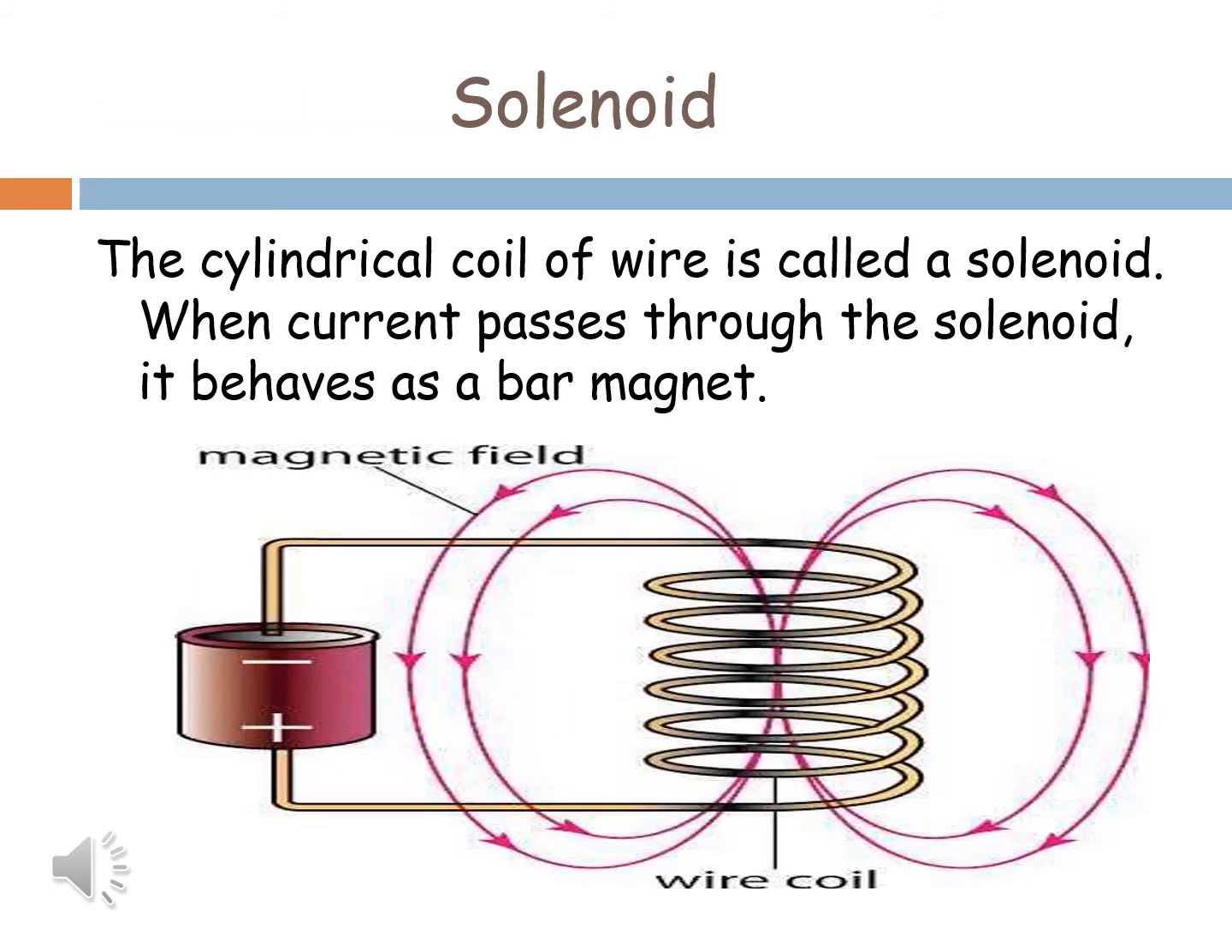Next is solenoid. Now, what is a solenoid? A solenoid is a cylindrical coil of wire, and when current passes through this solenoid, it behaves like a bar magnet. Means a magnetic field develops around the coil and it behaves as a magnet.